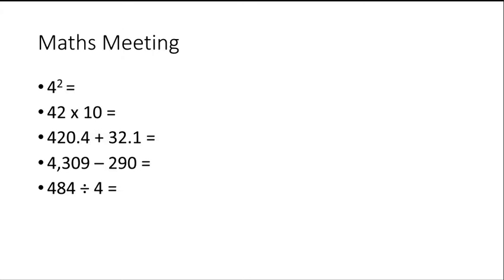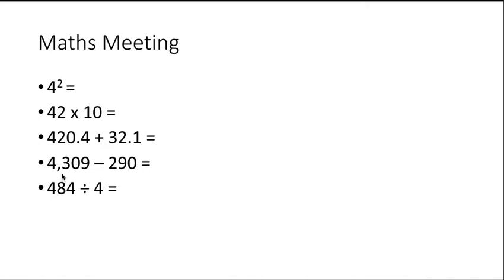First of all, let's start off with our maths meeting. We've got 4 squared, the little 2 means we need to multiply the 4 by itself twice, that's 4 times 4. 42 times 10, don't forget your place value grid for this. 420.4 plus 32.1, line up your decimal points correctly as you use column addition.